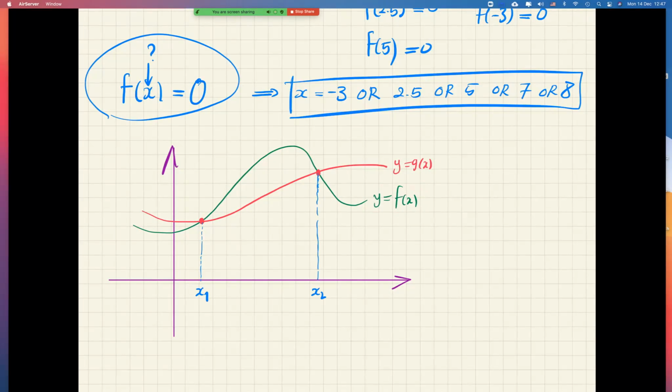What do you think is the relation between these numbers, f of x1 and g of x1? Similarly, what is the relation between f of x2 and g of x2 by looking at the graph of this function? The only 2 intersection points between these 2 graphs, maybe? Yes, there are 2 intersection points. What is the relation between this and that?